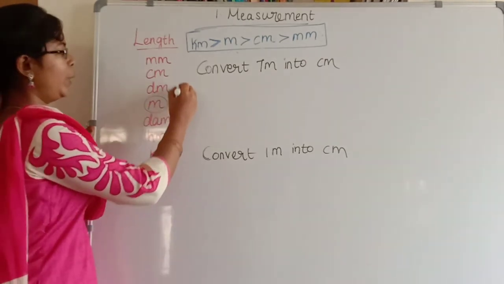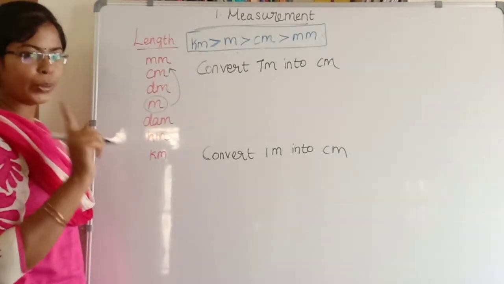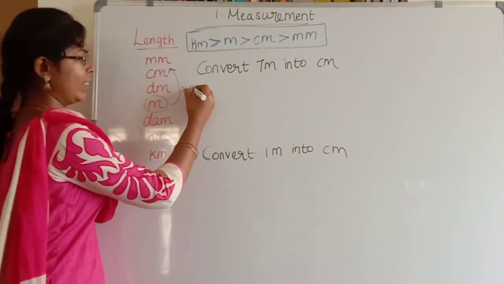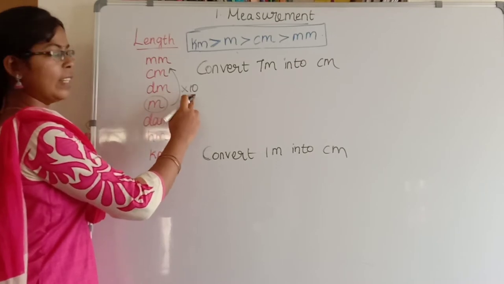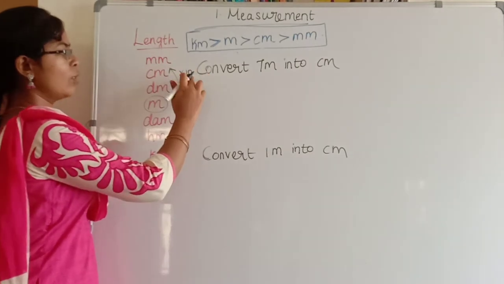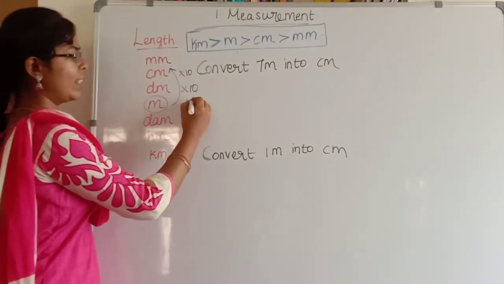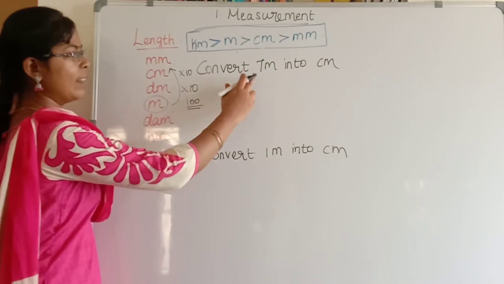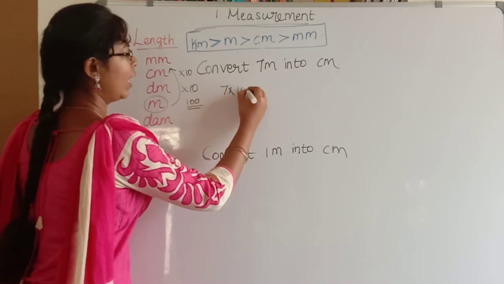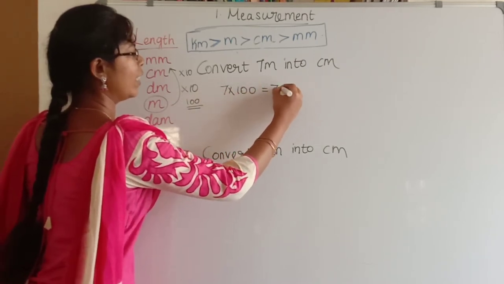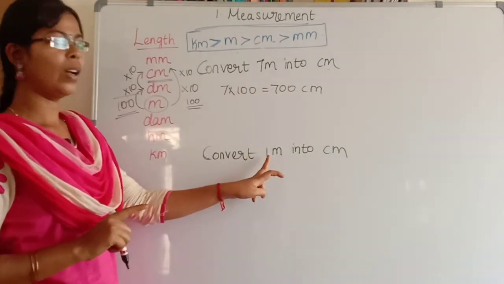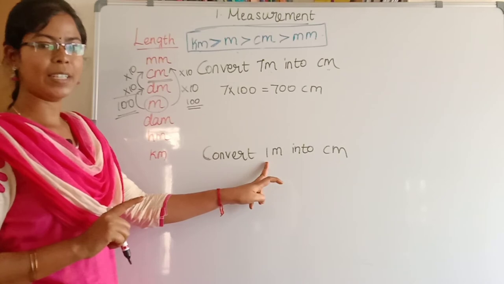Now we are going to convert 7 meter into centimeter. What you have to do is, for one step you have to multiply by 10. From meter to decimeter multiply by 10, from decimeter to centimeter multiply by 10. So totally 10 into 10, 100. So multiply this 100 with 7. So 7 into 100 is equal to 700 centimeter.